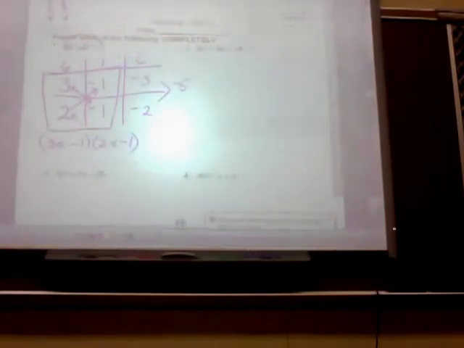I put an x there and an x there, and I multiplied across. Those are my factors.